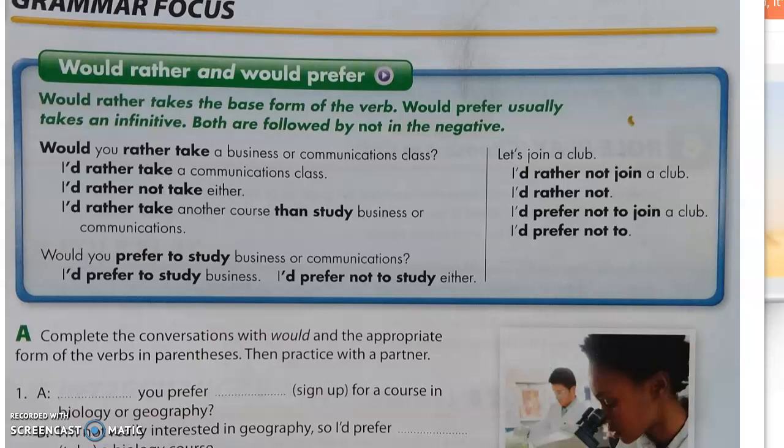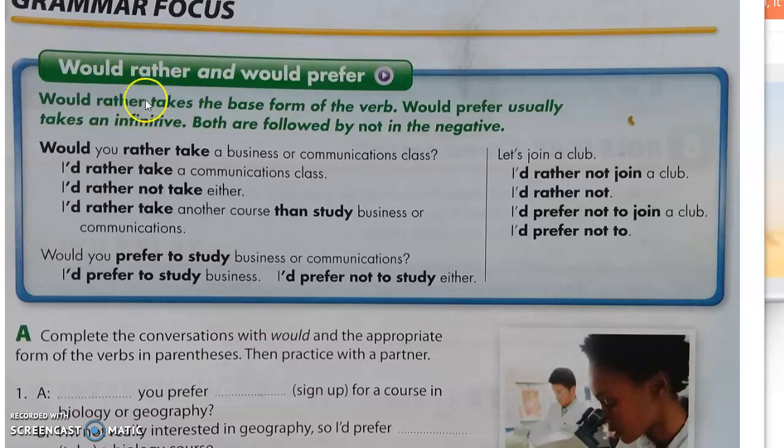This is page 51 in your new Interchange student book, Exercise 4. So I just want to go over this briefly. We're using two phrases, would rather and would prefer, to talk about preferences. You can use either one of these phrases to talk about things that you would like, but they have a little bit of a different grammar form, so pay careful attention to that.